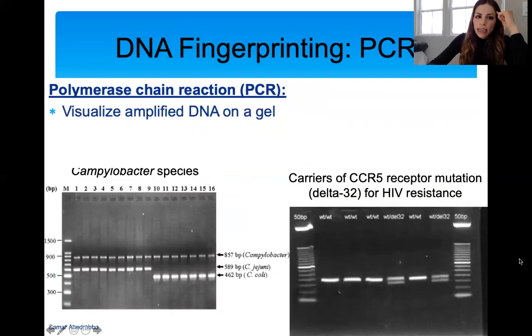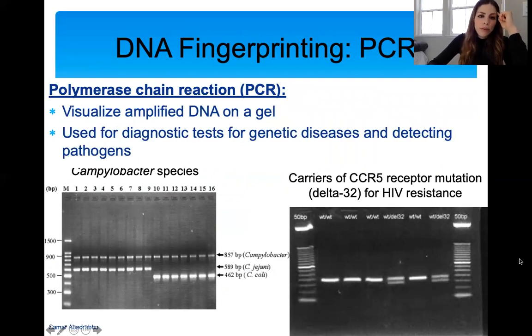So polymerase chain reaction, you can visualize amplified DNA on a gel, and it's used for many different diagnostic tests for genetic diseases and detecting pathogens. Like I said, we use an alternate version of PCR that's a little bit more fancy for detecting coronavirus COVID-19 right now with the outbreak. That's what most of these kits are doing.